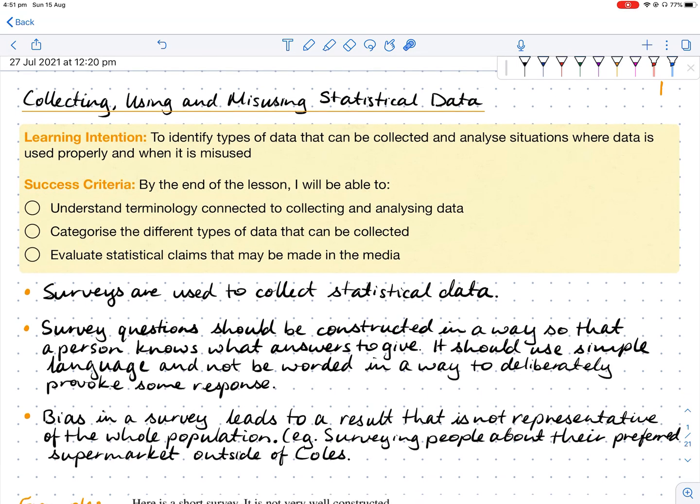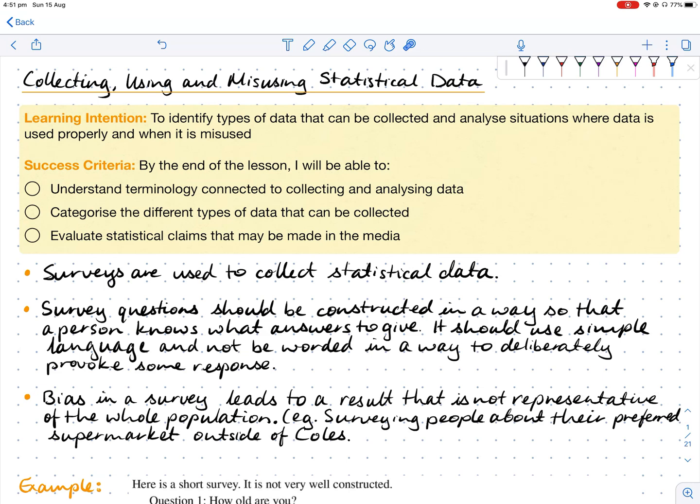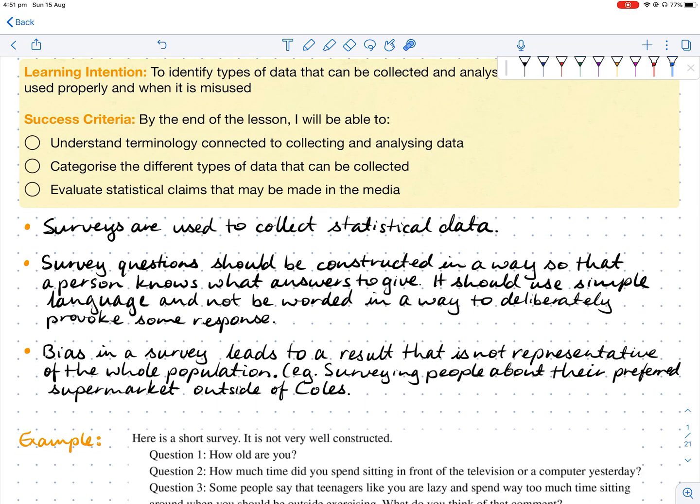So what we're going to be looking at is identifying different types of data that we can collect and analyzing situations where maybe data has been used properly, or also being able to identify when data has been misused, which is quite important. So by the end of the lesson, you should be able to understand the terminology, so some of the terms that we use when we're talking about collecting and analyzing data, and also categorizing different types of data, and then also evaluating some statistical claims.